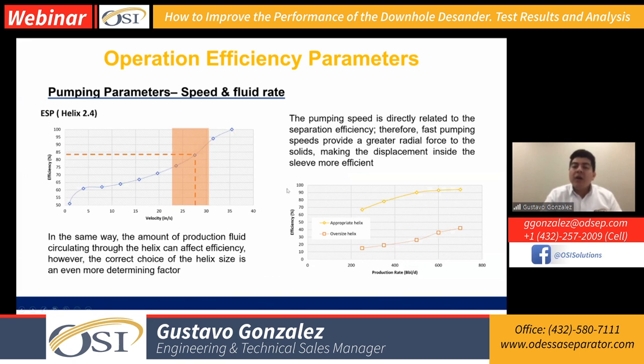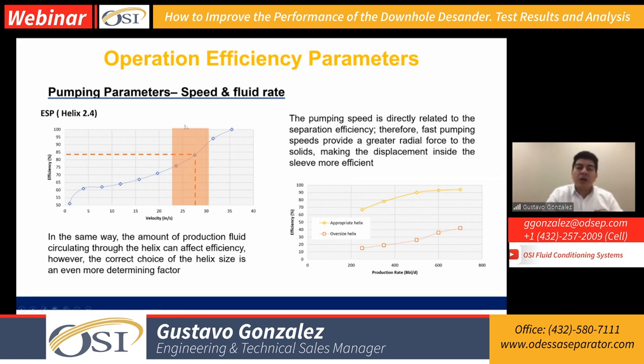Another thing is that the pumping speed is normally directly related to the separation efficiency. Why? Because the drawdown that I'm generating with my pump is going to pull the fluid harder, and that mixture of fluid and sand is going to cause that acceleration. In the same way, we evaluated the production rate, or the amount of fluid passing through, when we're oversizing the helix. If you get bigger vanes in the same production range, you're going to see that your efficiency is increasing.